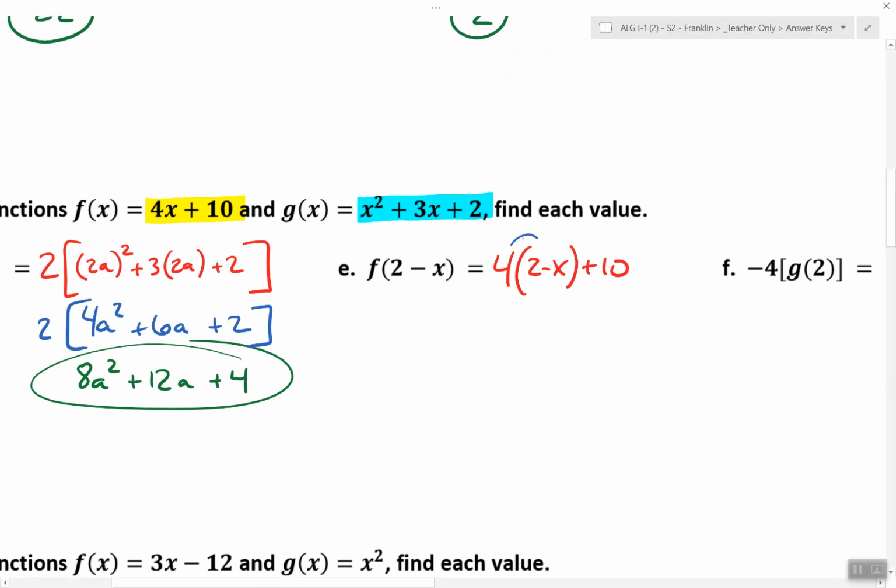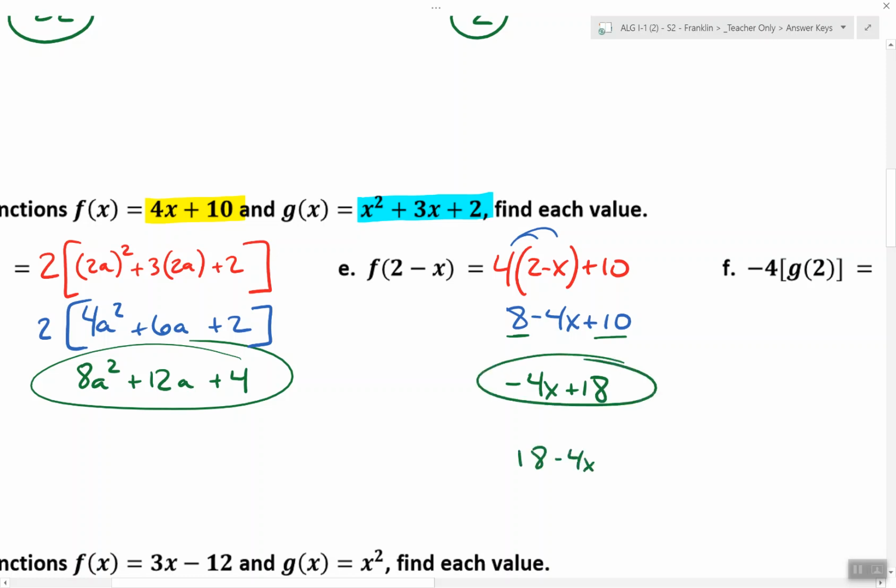So we'll distribute, we'll multiply. We get 8 minus 4x plus 10. And then our last step is to combine like terms if possible. We have 8 and 10. So negative 4x plus 18. Or 18 minus 4x if you like that better. But typically the variable term goes first.